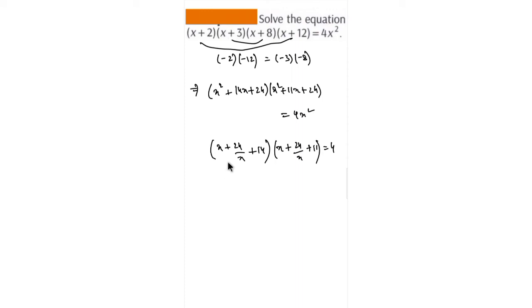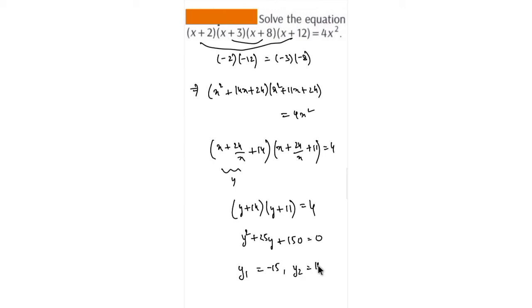And we can assume x plus 24 by x to be y. So it becomes y plus 14 into y plus 11 is equal to 4, isn't it? This is what we're going to get. And this is a quadratic equation, which is y square plus 25y plus 150 is equal to 0. So you get one value of y to be minus 15, and the other value, I think it's minus 10. Yeah, one value is minus 15, the other value is minus 10.